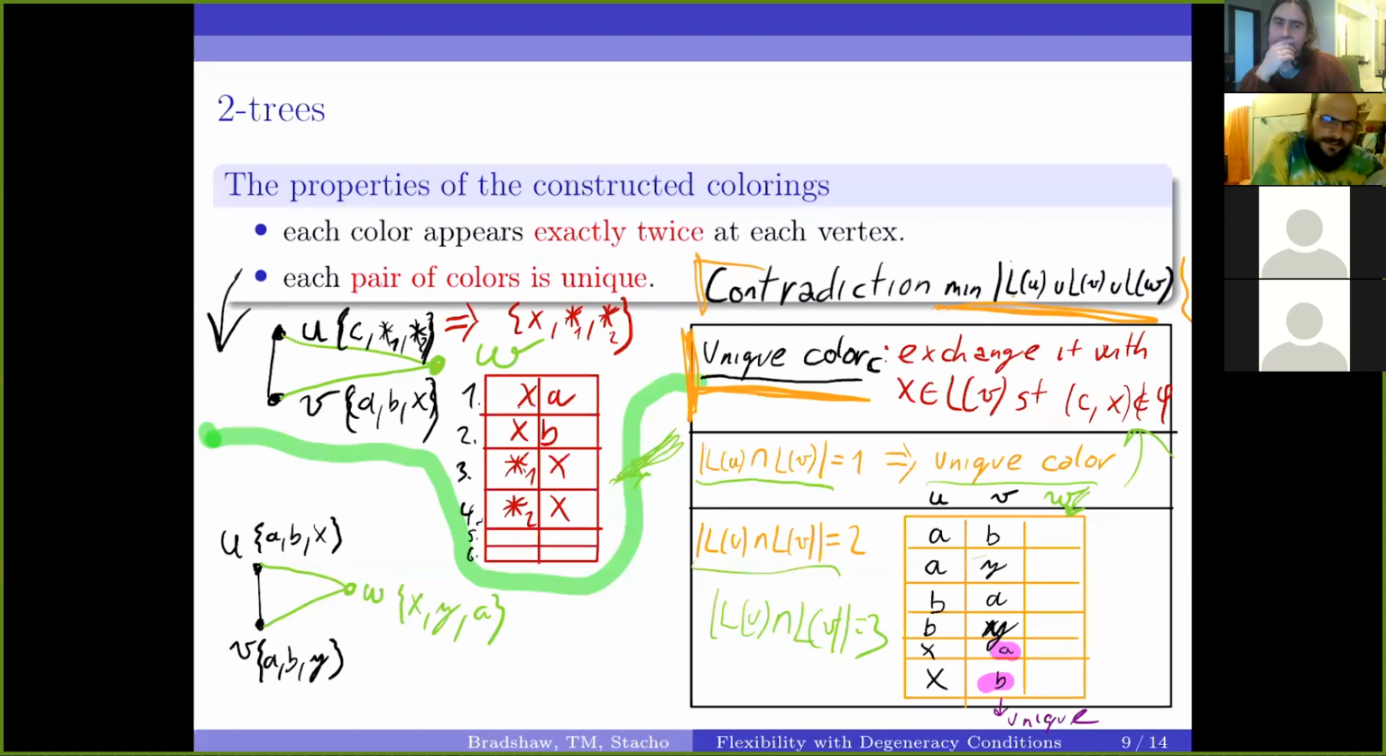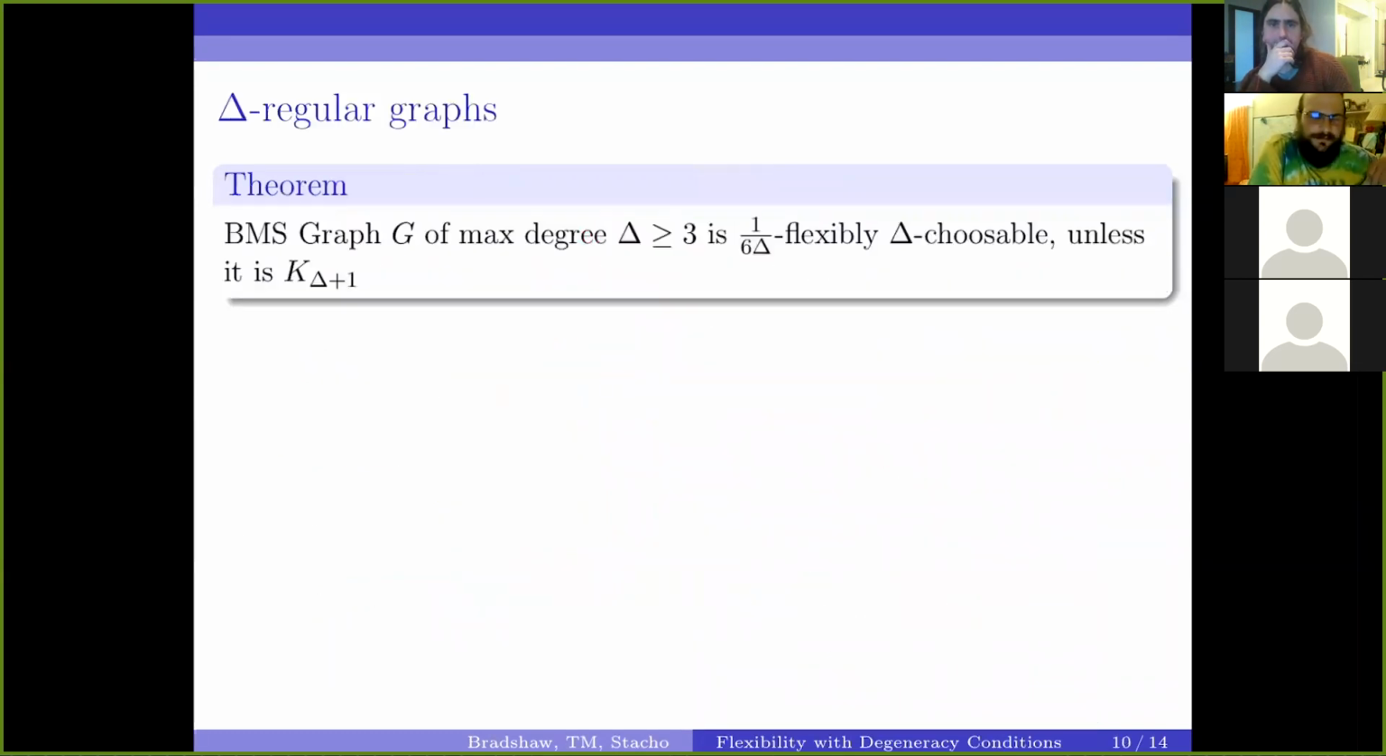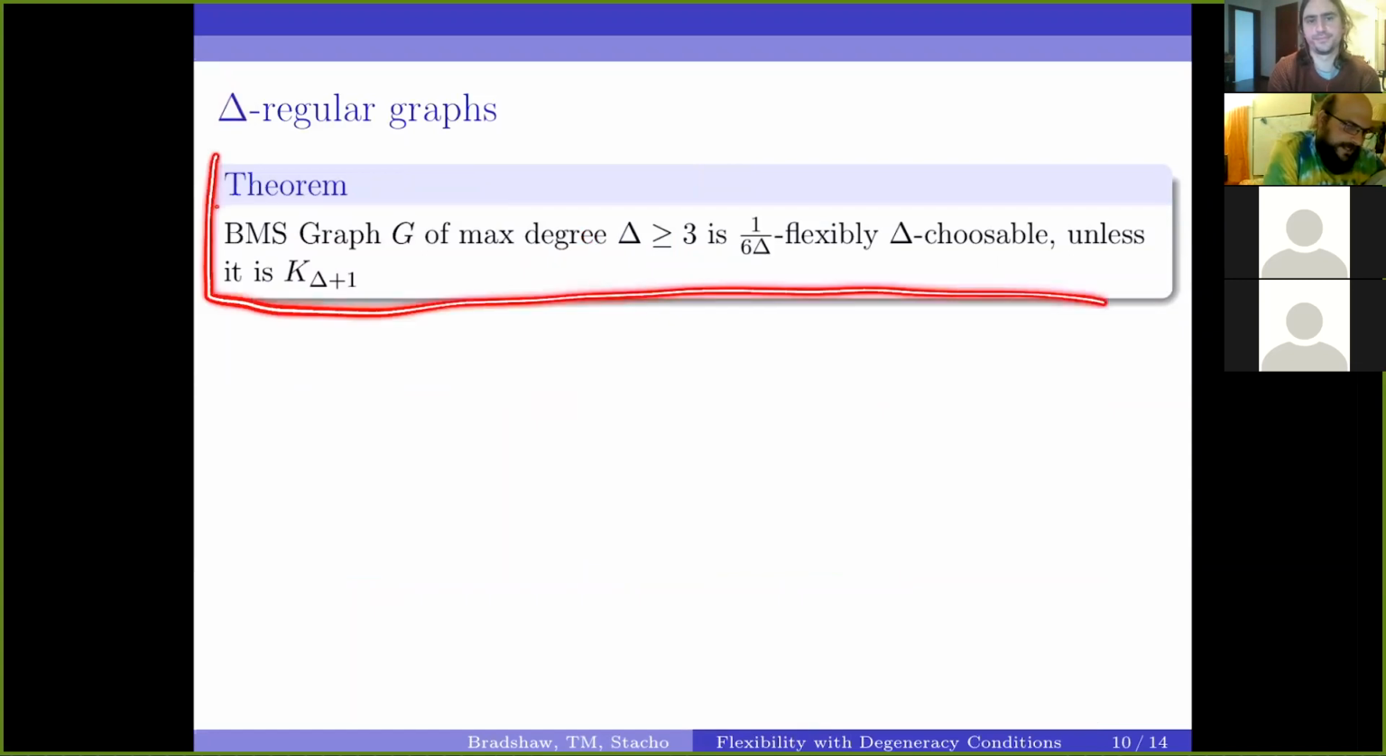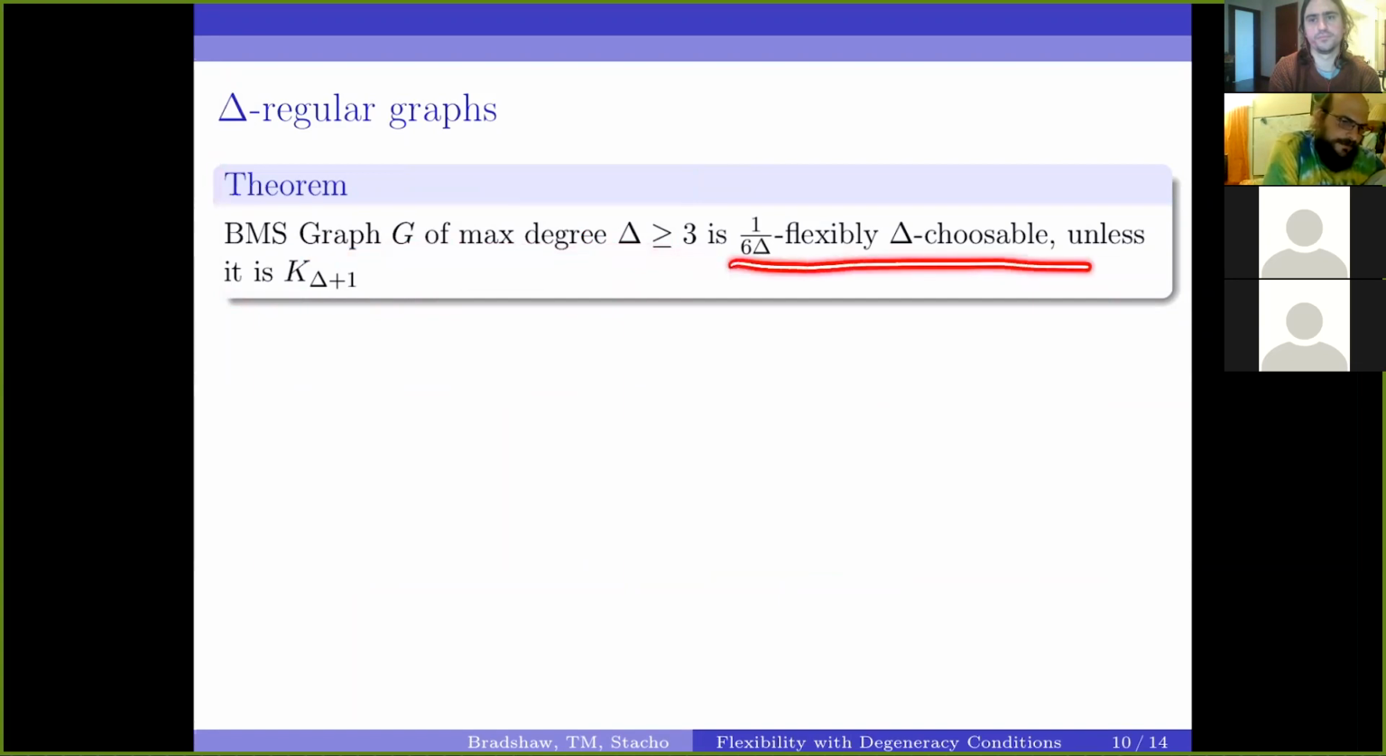So this is for 2 trees. I will return to 2 trees at the very end. But let's now have a look at how to do those delta regular graphs. So I recall the statement. We have a graph of maximum degree delta, for delta at least 3, and we will show that it's 1/6 delta flexible delta choosable, unless it is K delta plus 1.